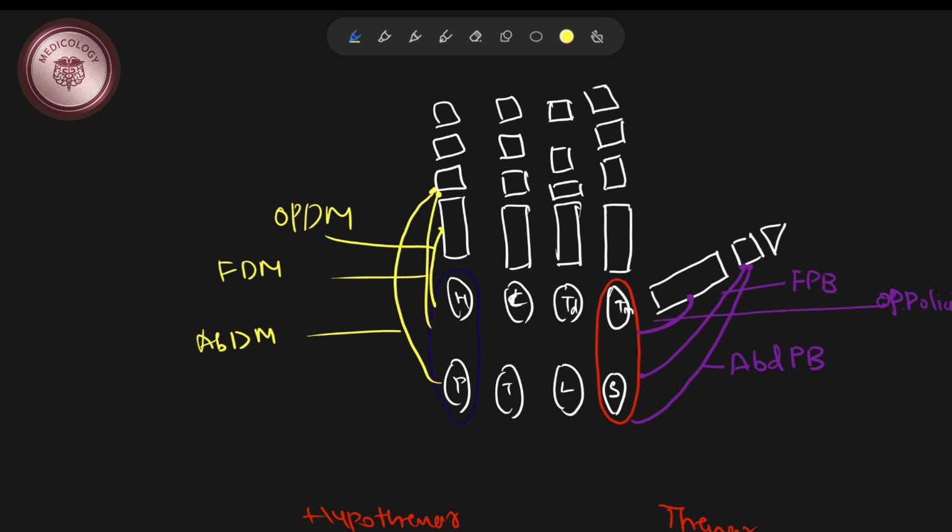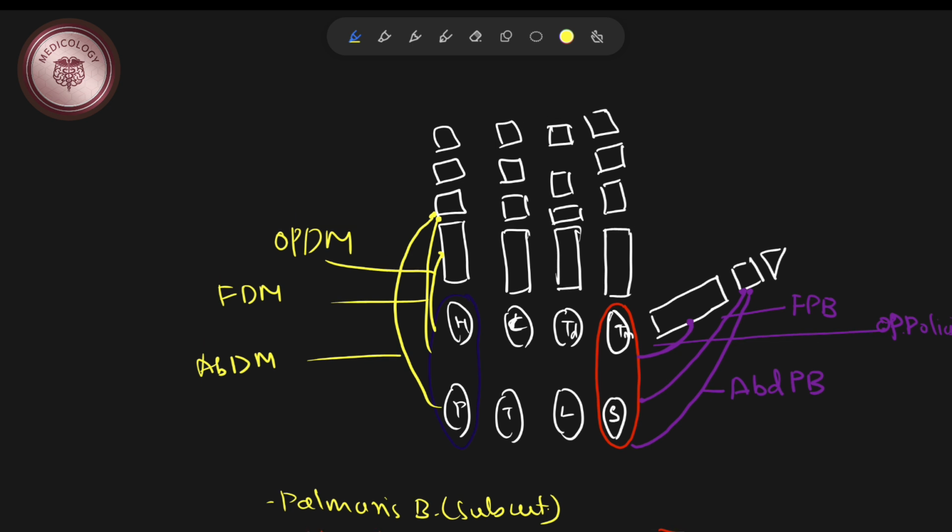And then palmaris brevis. Palmaris brevis is the subcutaneous muscle. In the dissection, if we cut the area of the hypothenar after the skin, we will find the palmaris brevis. So it is very subcutaneous over here. Palmaris brevis, subcutaneously present. Okay. And then now we have one muscle left over here, that is adductor.